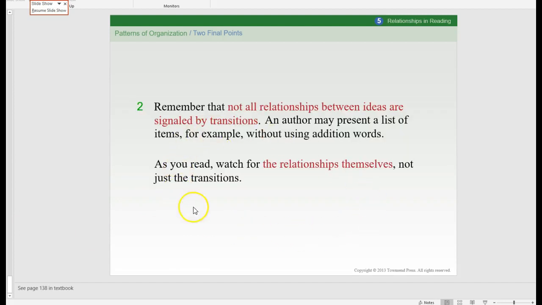Now this slide is saying that not all authors will use transitions. Sometimes you don't need them. It'll be pretty obvious what they're going to do. So you don't always need a transition before every sentence. Use your own thoughts, whether you need it or not.